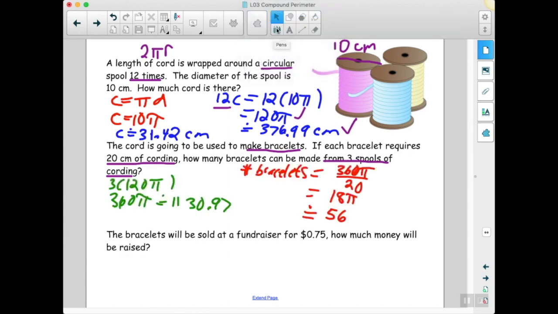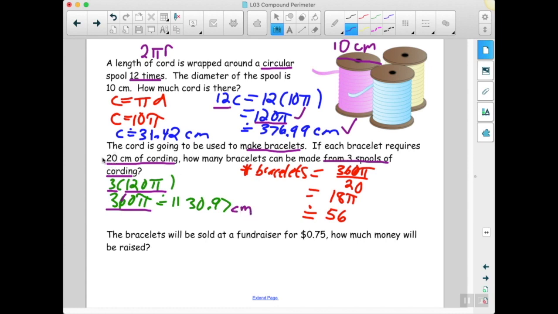Okay, so the first thing I'm going to do is figure out how much cording I have altogether in 3 spools. The amount of cording in one spool is right there, 120 pi. If I have 3 spools, it's 3 times 120 pi. So the exact amount of cording is going to be 360 times pi. That's approximately equal to 1,130.97 centimeters.